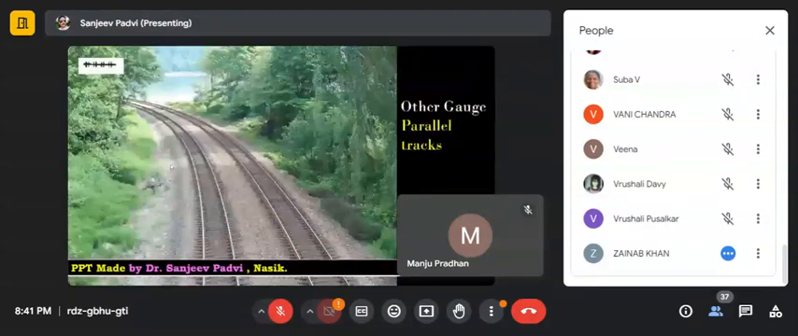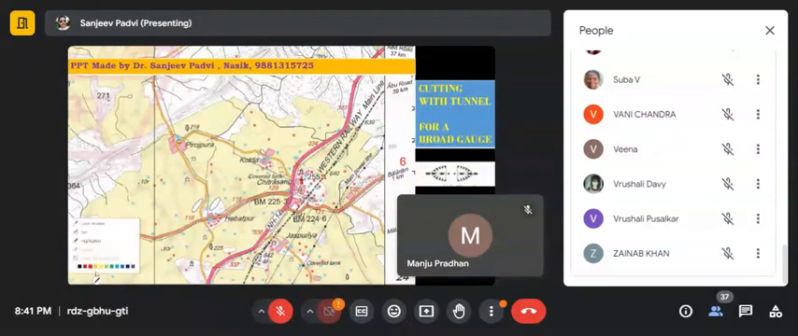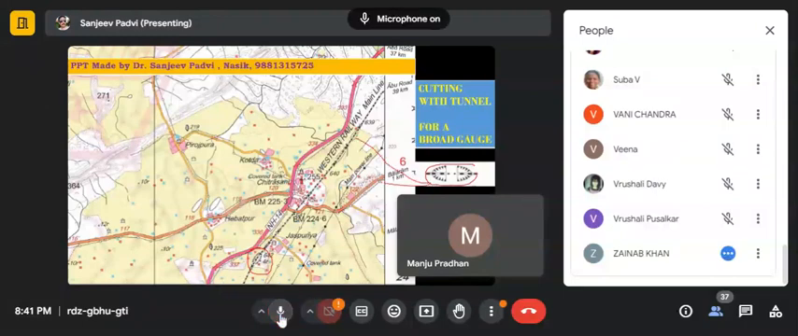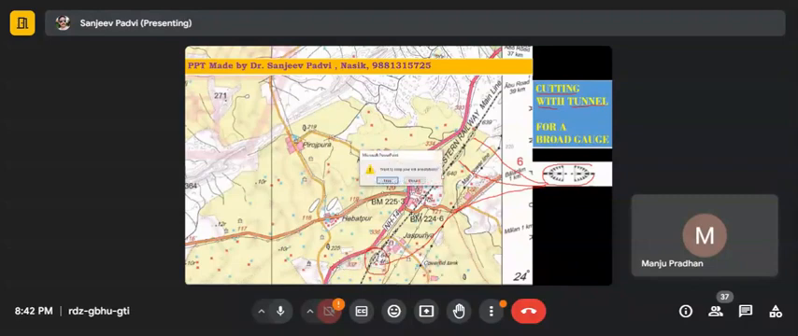Okay. Now, RS means railway station. And now I want you to look at this particular symbol. Very interesting. See this. Do you notice here something? See, there is one, two, three. So many of them are there. This is called cutting with tunnel or tunnel. Cutting with tunnel or tunnel, whatever you pronounce.